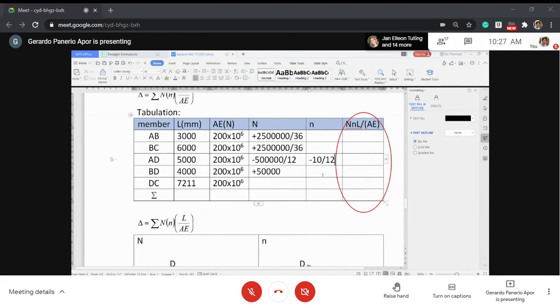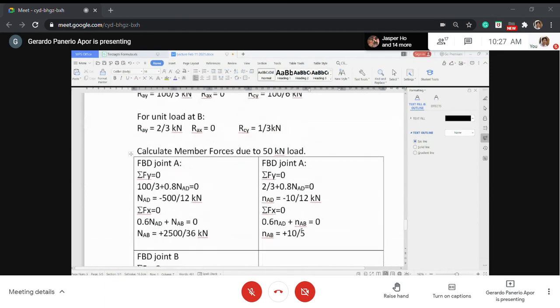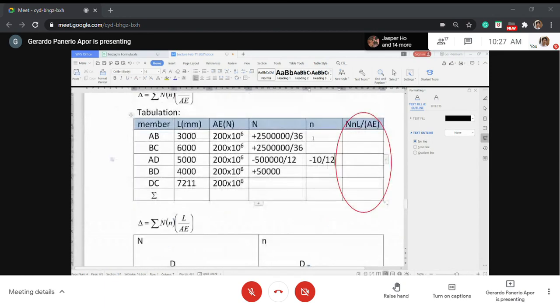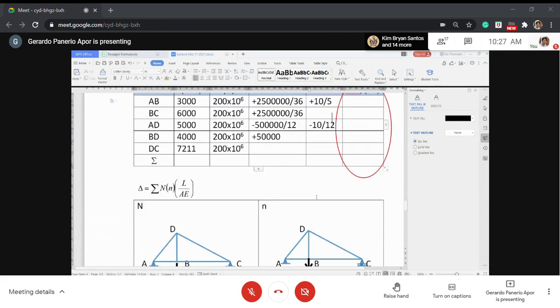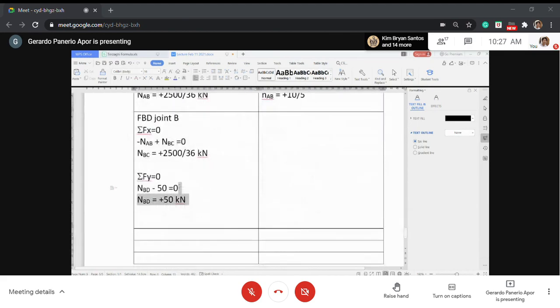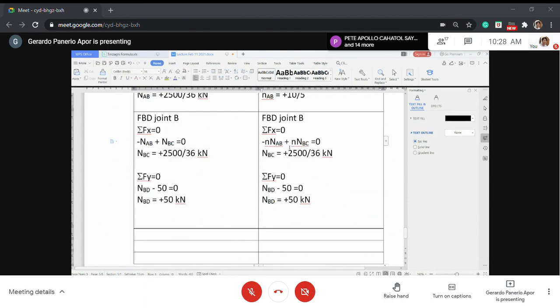And then the other one is 10/5 EB, positive 10 divided by 5. Natural, for this one, we are going to copy this one here. So this one will change to letter N. Here is that. This one will be 10/5. And this one for NBD.